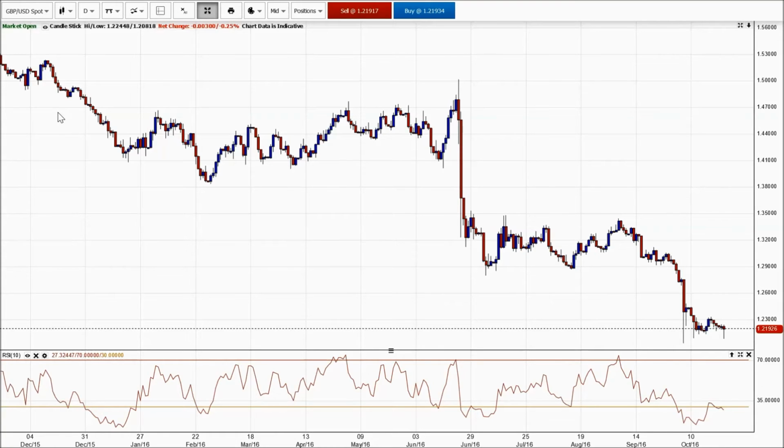So on election night again, I think you'd expect Clinton gets in, dollar goes up, Trump gets in, dollar goes down. But considering the run we've seen in the dollar lately, I'd just be a bit wary. And I think we could well see maybe some of that dollar strength reverse.